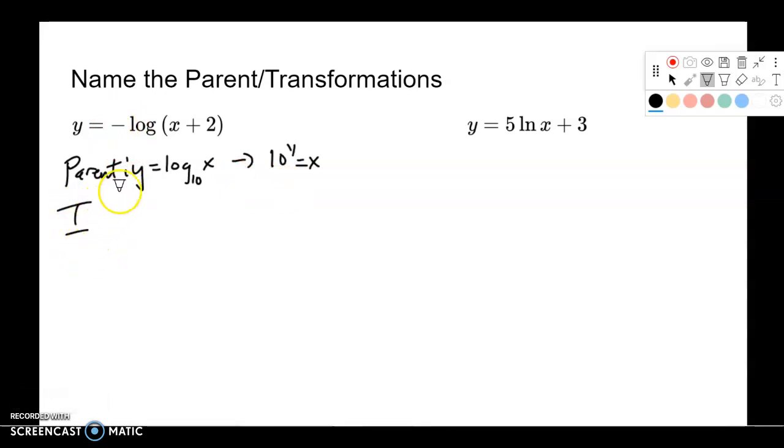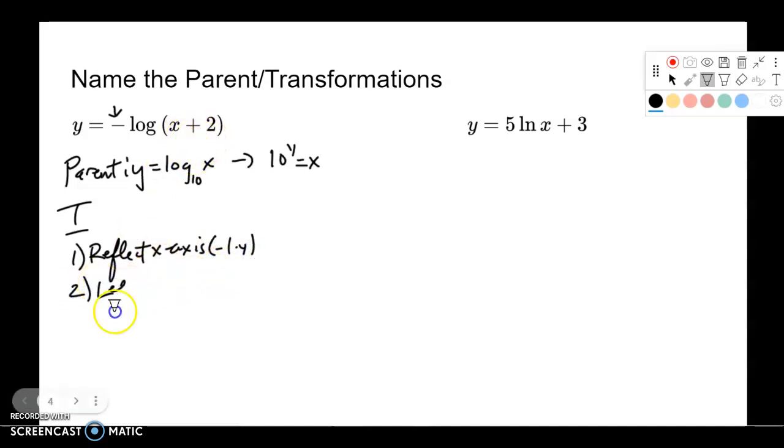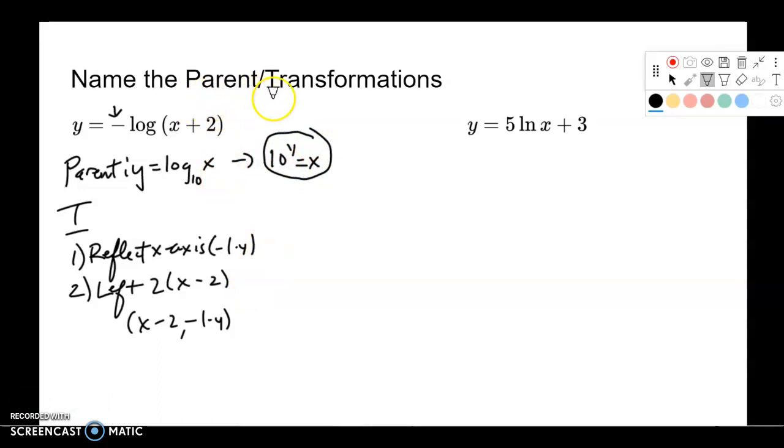So there are two. This negative here is a reflection in the x-axis. Okay, it takes the y's and multiplies them by -1. And then the +2 that's in here with the x moves the graph left 2. Takes the x's and subtracts 2. So if you're going to transform your graph, you'd have to take the x's, subtract 2, take the y's and multiply them by -1. And that would get you your new graph after you find the key points here.